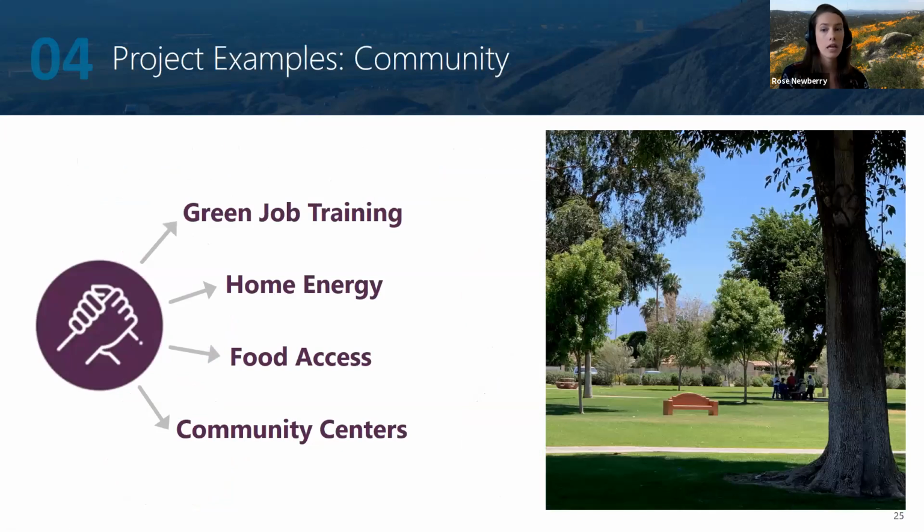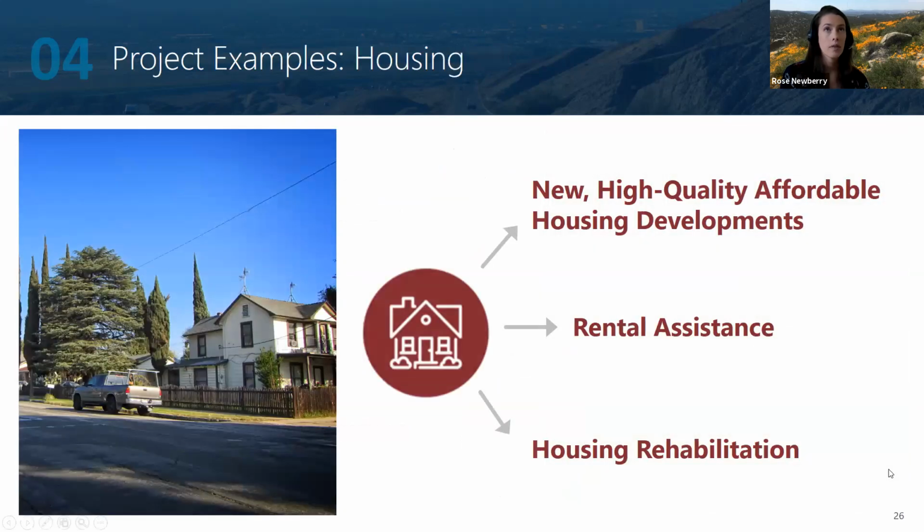So again, community, these are things like job training, solar panels on homes, getting better access to food, so being able to walk or bike to get food from a grocery store or farmer's market, and then community centers. Housing, really focusing on new housing development, but also policies to support rehabilitation and non-displacement of residents.